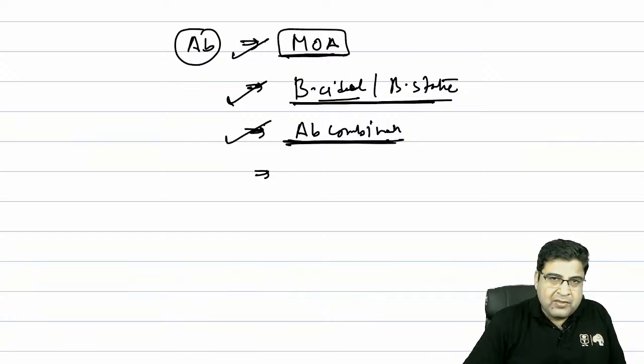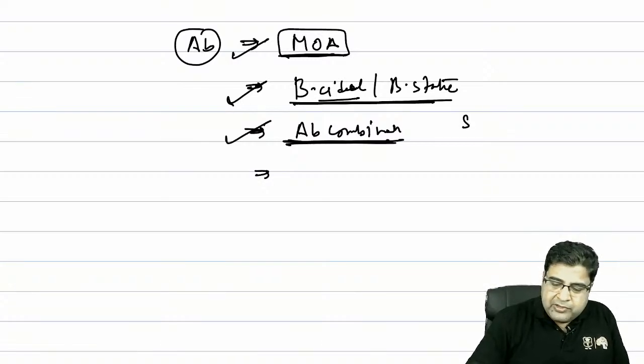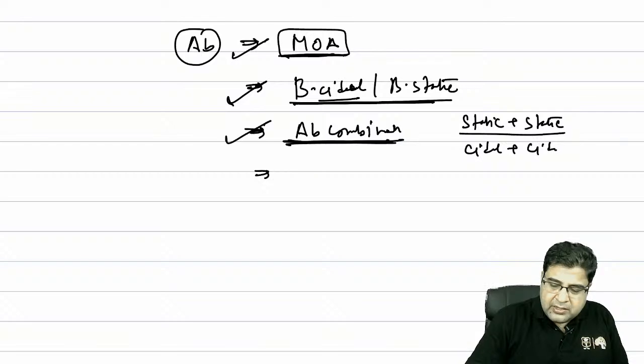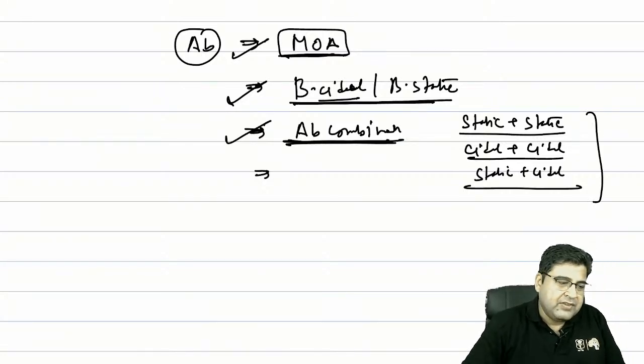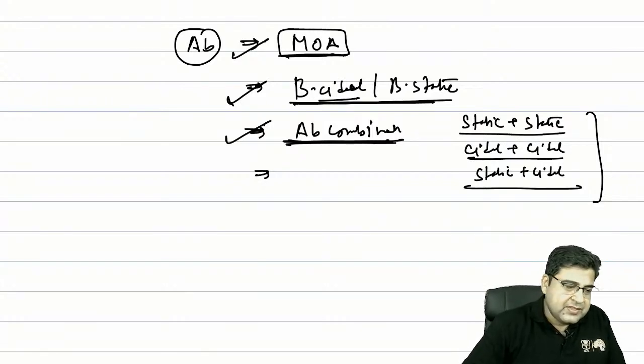So guys, please tell me which antibiotic combination is avoided, which is better. I will write the three antibiotic combinations: static plus static, cidal plus cidal, and static plus cidal. So who will tell me which is irrational? Static, static, cidal, cidal, or static plus cidal? Which is irrational?